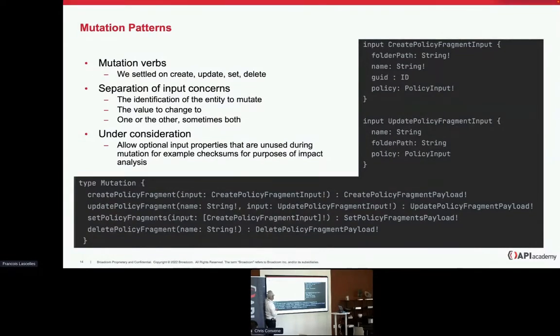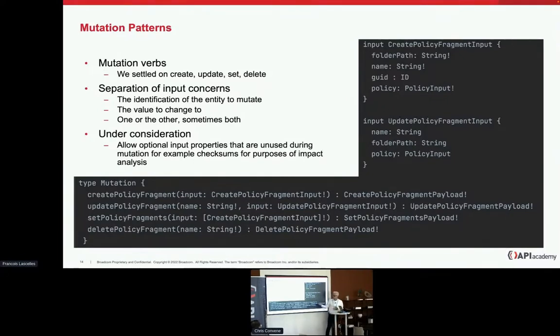Separation of input concerns. So for example, in the case of update, you want to update a policy fragment. We separate what is required to identify the policy fragment from what we're actually changing about it. That separation is something that we didn't actually have at the beginning. We had only this type, and inside that type, we would read something about it in order to identify the target of the entity. So for example, the name.